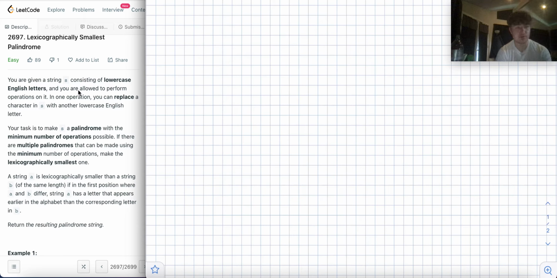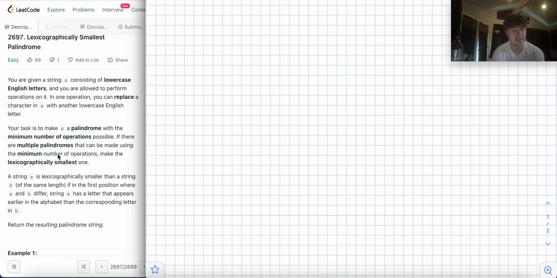You are allowed to perform operations on it. In one operation, you can replace a character in S with another lowercase English letter. So if there's an A, I can replace it with a B or C or a D or an E or an F or G, but I can only replace lowercase letters with lowercase letters. So whatever I do to this string, it's always going to be lowercase letters. Your task is to make a palindrome with the minimum number of operations possible. If there are multiple palindromes that can be made using the minimum number of operations, make the lexicographically smallest one.